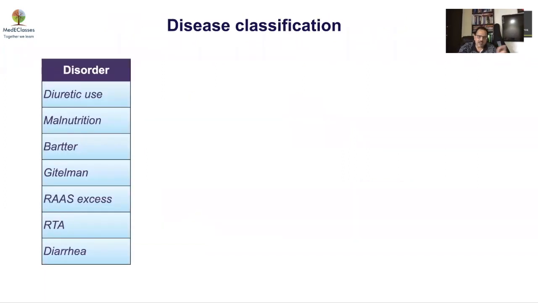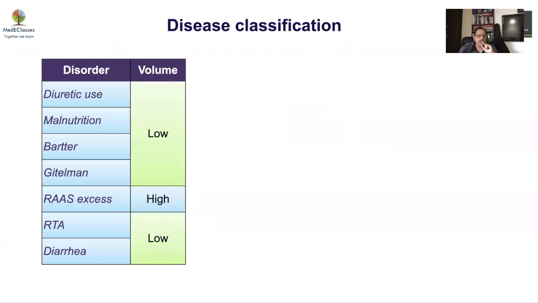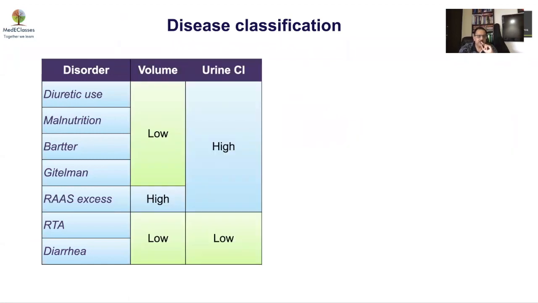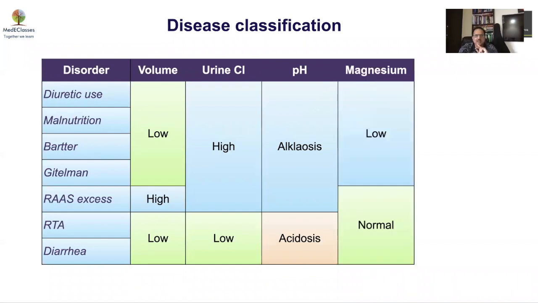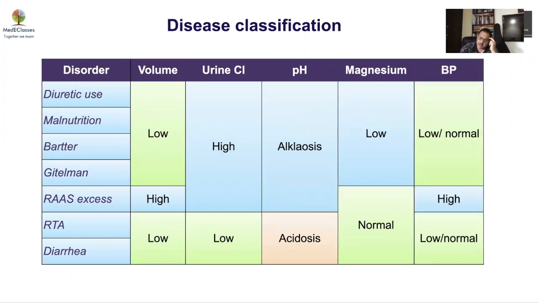So now if we classify the causes of hypokalemia, if the volume is high, it is RAAS excess. Usually the urinary chloride is high. If it's low, it's RTA or diarrhea. If there is acidosis, it is RTA or diarrhea. If the magnesium level is low, we are dealing with either malnutrition, Bartter, or Gitelman syndrome, and blood pressure will further help us. If the blood pressure is high with alkalosis, we are dealing basically with a RAAS excess state.